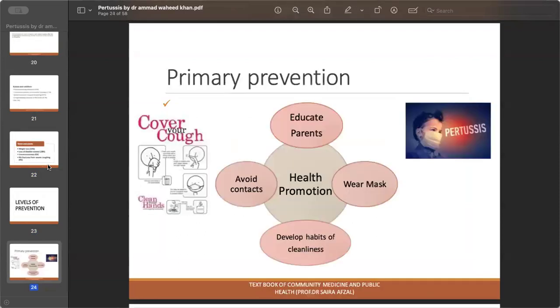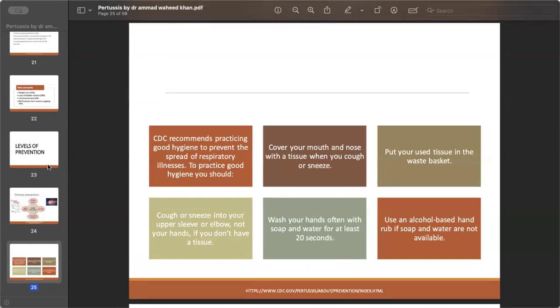Levels of prevention. Primary prevention is to educate parents, health promotion, wear a mask, avoid contacts, develop habits of cleanliness, and cover your cough. CDC recommends practicing good hygiene to prevent the spread of respiratory illness. To practice good hygiene, you should cover your mouth and nose with a tissue when you cough or sneeze. Put your used tissue in the waste basket. Cough or sneeze into your upper sleeve or elbow. Wash your hands often with soap and water for at least 20 seconds. Use an alcohol-based hand rub if soap and water are not available.